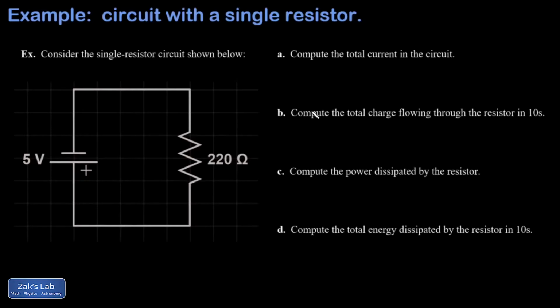In this video, we're looking at the simplest resistor circuit possible. It's just a power source and a resistor, and we're going to answer several questions about current, charge, power, and energy. So how about the total current in the circuit?